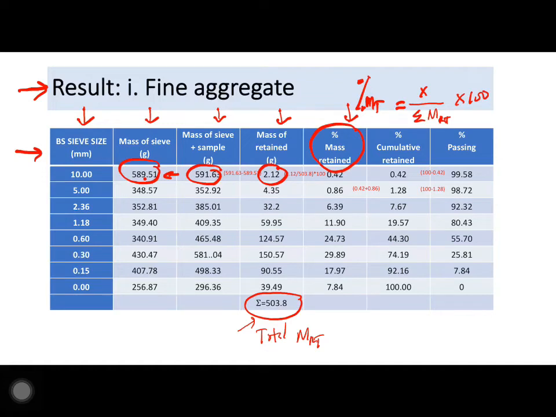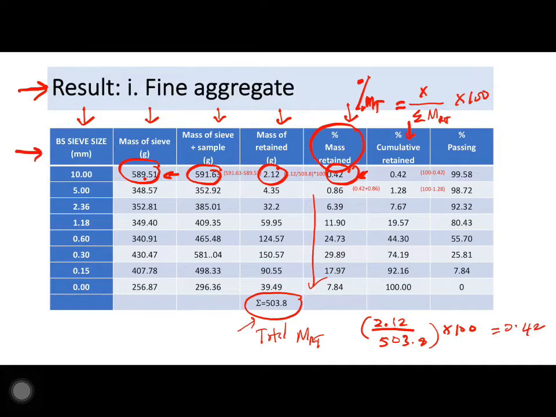So for this example, we have 2.12 divided by 503.8 times 100, so we can get the 0.42 here. And then you can do it for all the data. Alright. Next column, we need to get the percentage cumulative retained.